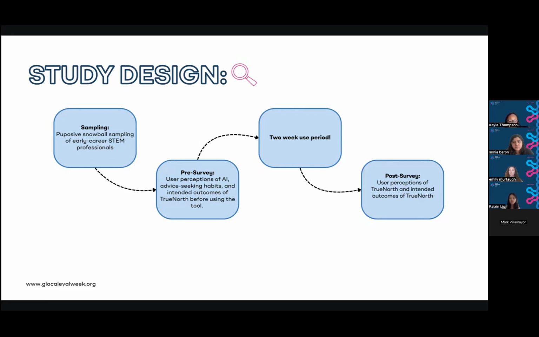We asked participants to use TrueNorth for 2 weeks, interacting with it at least 3 times a week. We defined an interaction as including at least 2 questions or prompts. So by the end of the 2 weeks, they should have used TrueNorth at least 6 times and asked it about 12 questions. Then, after this 2-week period, we sent them a link to the post survey, which included user perceptions of TrueNorth and intended outcomes of TrueNorth.